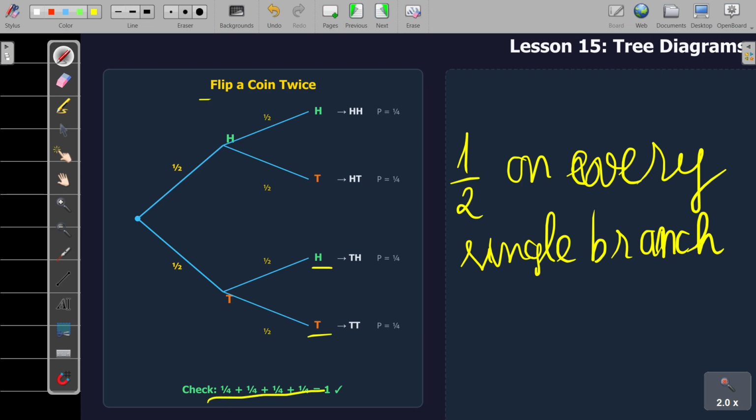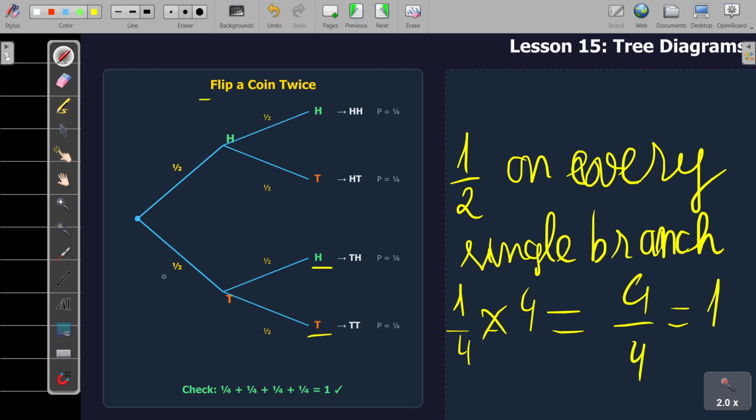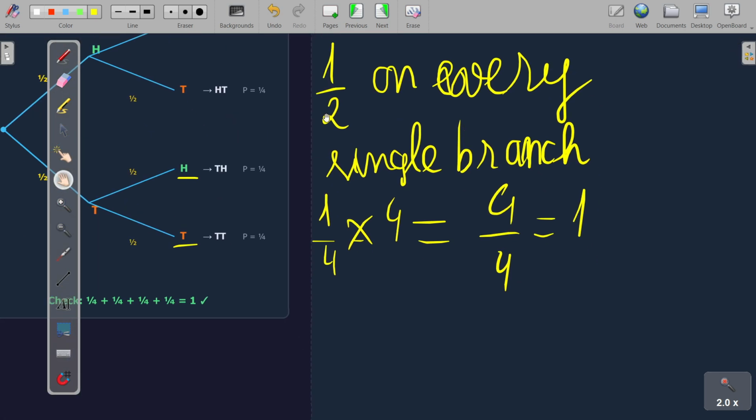Our check is down there. So 1 over 4. This is basically times 4, because we're adding 1/4 four times. So this is going to be 4 over 4. 4 over 4 is going to be 1. That's basically it. And so that is for tree diagrams.